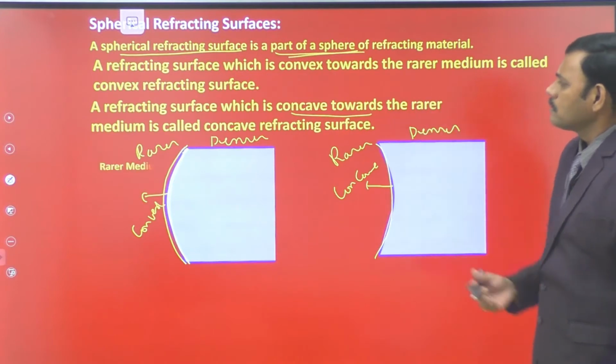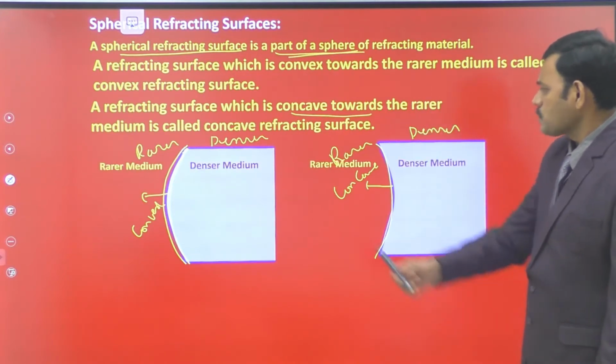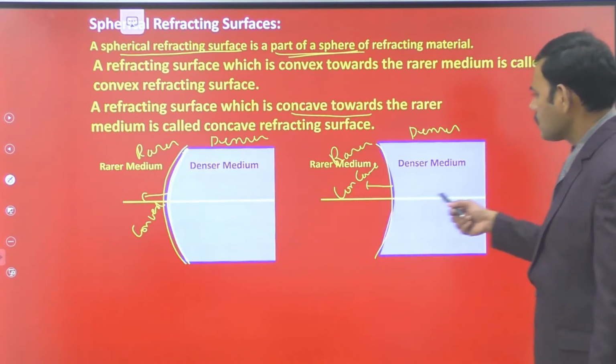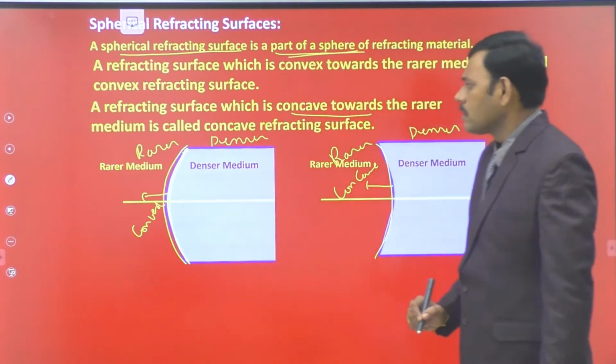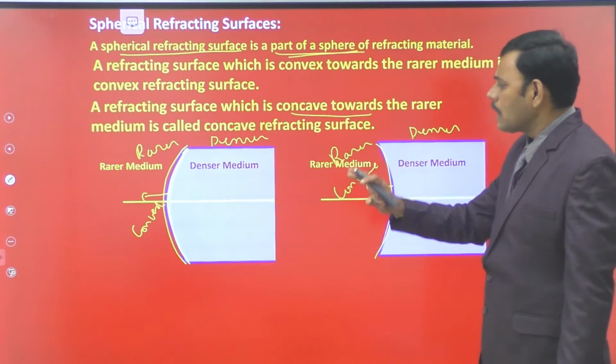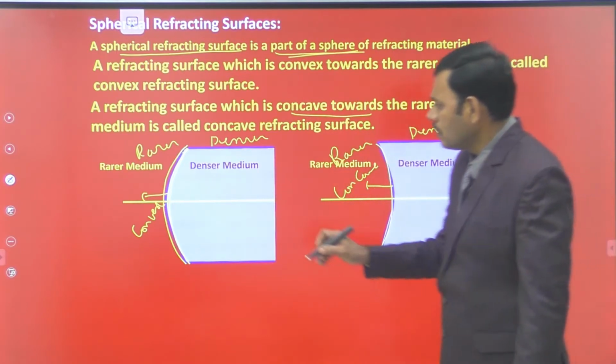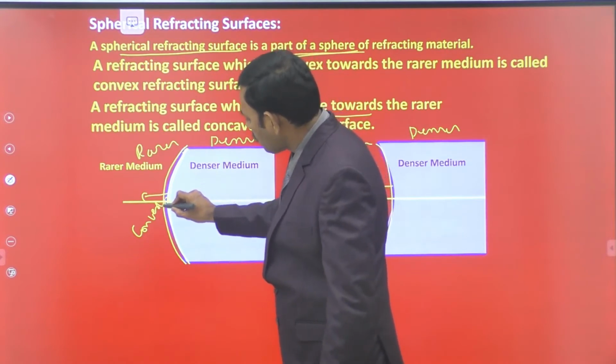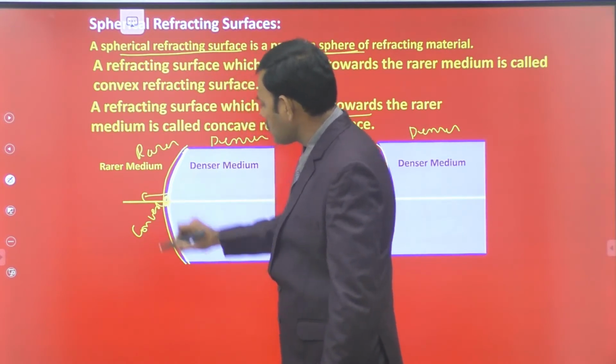So let us move on for the further discussion. As I explained, rarer and denser mediums are there, and this is the principal axis, the axis drawn through the pole and center of curvature. Here the geometrically midpoint of this refracting surface is the pole. This is the pole.